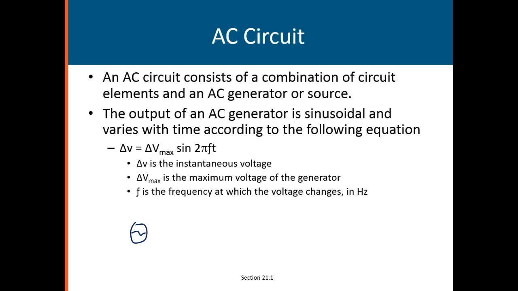Okay? Delta v is the instantaneous voltage, so that's a lowercase v, and delta capital V max is the maximum voltage of the generator. f is the frequency at which the voltage changes, in hertz.